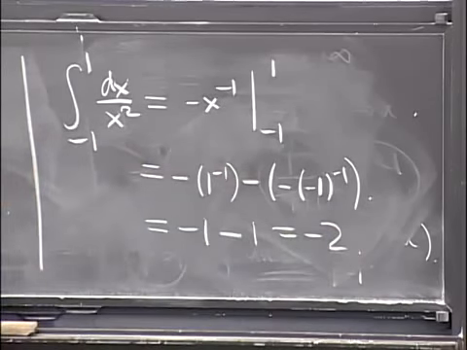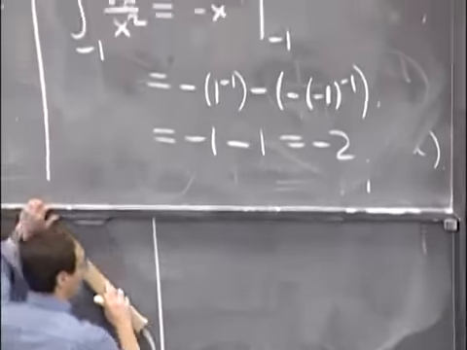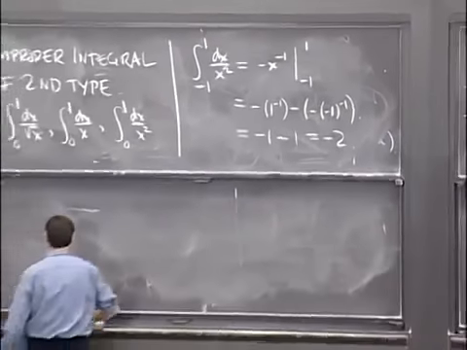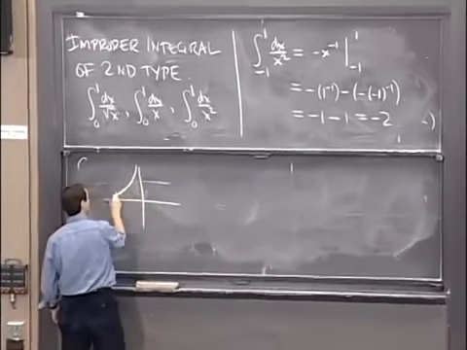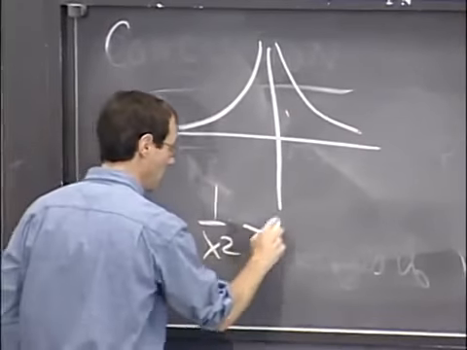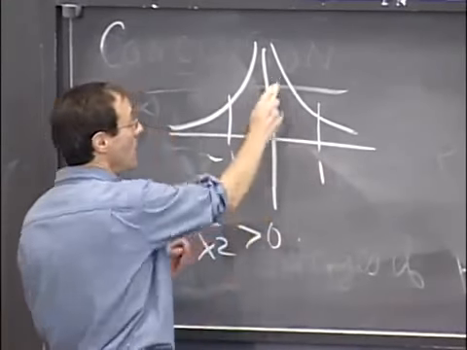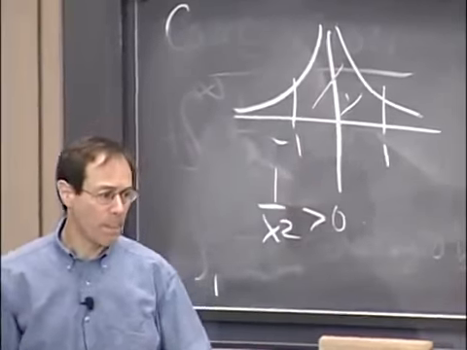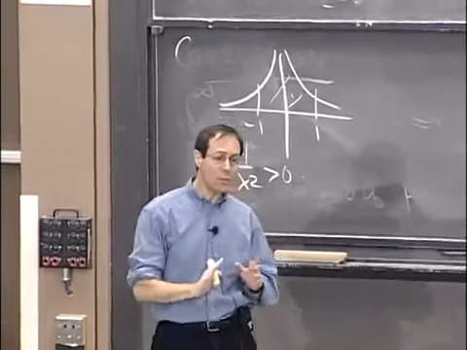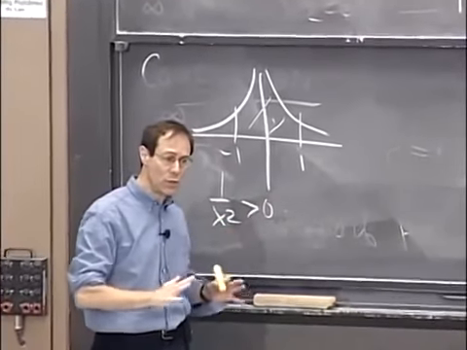Now, this is ridiculous. This function looks like this, okay? It's positive, right? 1 over x squared is positive. How exactly is it that the area between -1 and 1 came out to be a negative number? All right? That can't be. There was clearly something wrong with this, and this is the kind of thing that you'll get regularly if you don't pay attention to convergence of integrals.